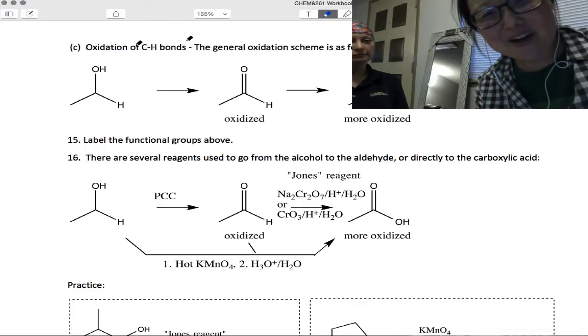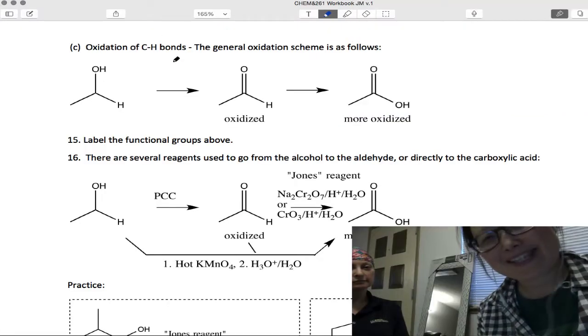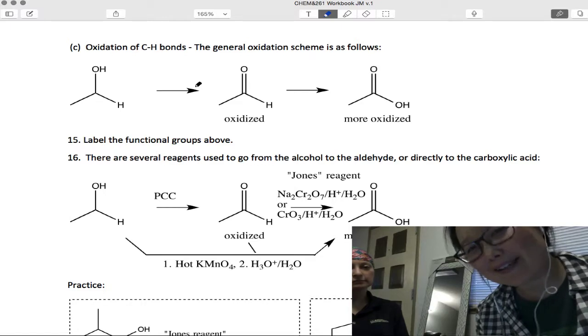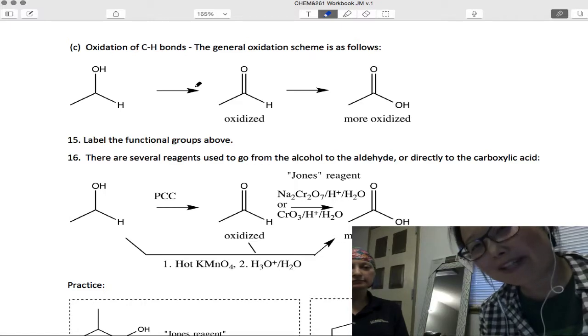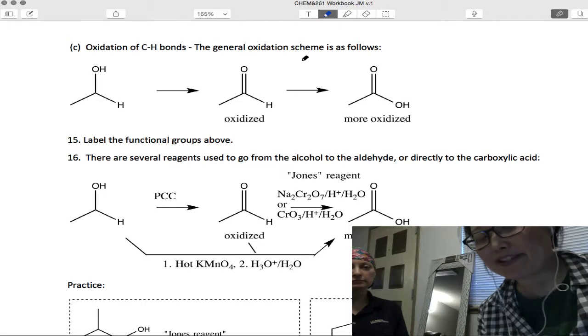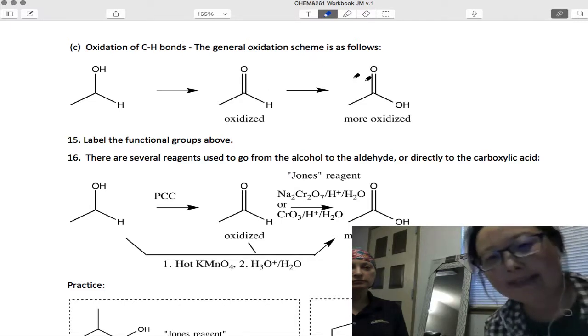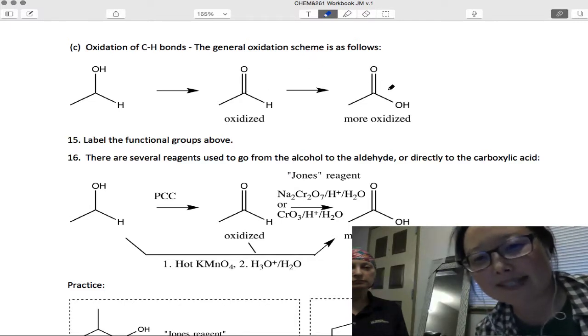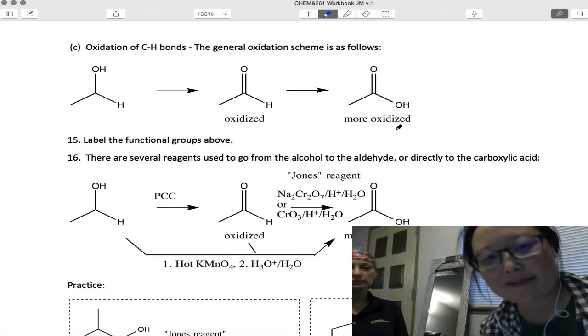All right, so now we're going to cover a few more oxidations, but this time with alcohols. So notice we've been making OH groups. Now let's see what happens if we reverse it. We've got an alcohol here, and then it gets oxidized to an aldehyde, and then that can get oxidized to a carboxylic acid. So let's write in the functional groups.